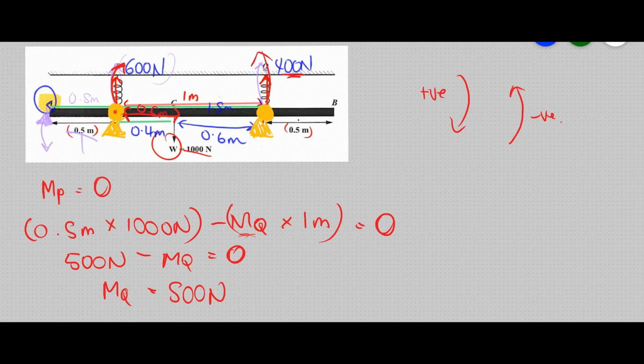So in order for this to be 0.5 meters away from the pivot, or in order for this beam to be uniform and have a center of mass that is literally in the center of the beam, the force from the 1000 Newton downward force, which is providing that clockwise moment, has to be 500 newtons for the moment provided by Q to be opposite to the moment provided by the downward force.